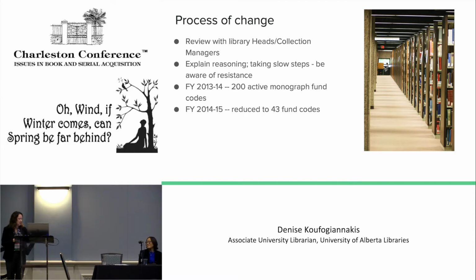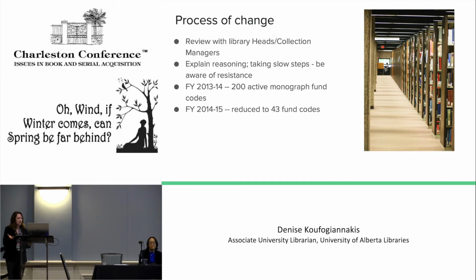So that year, after we looked at everything, we were able to reduce down to 200 active monograph fund codes. I'm just talking about monographs right now, but really it was all mirrored on the serial side as well, same high numbers of codes. And then the following year, we continued to work on chipping away at it and seeing if we could do further reduction.